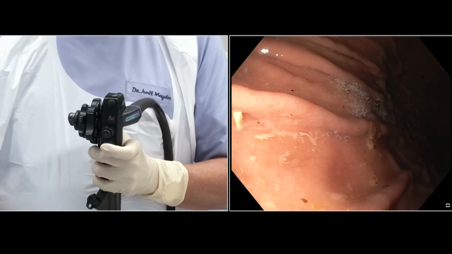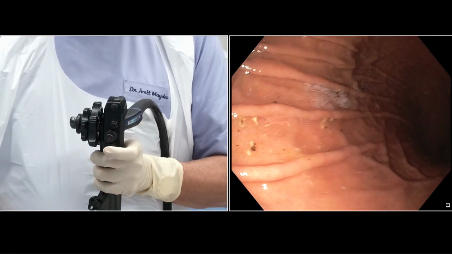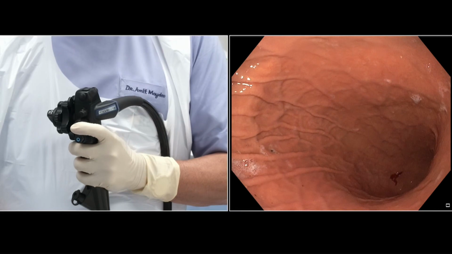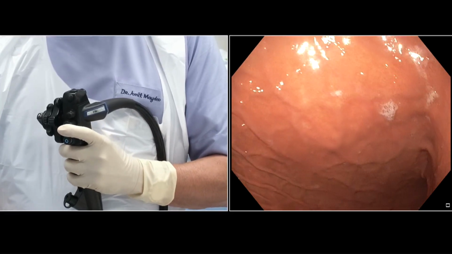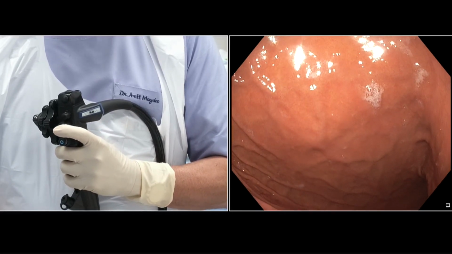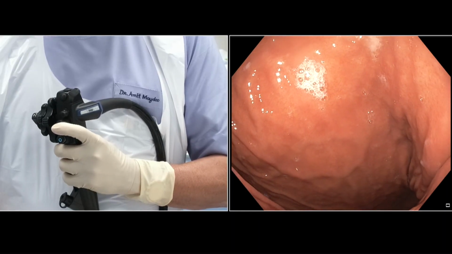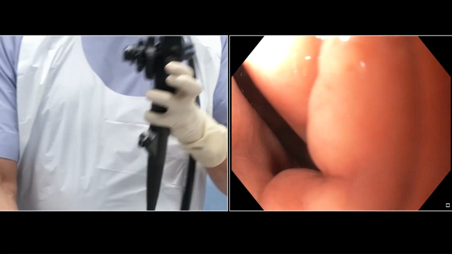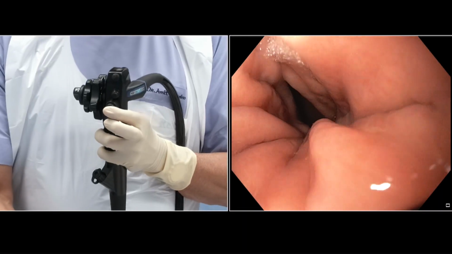You can see a few small hyperplastic polyps here inside the stomach which do not deserve any biopsy. And once more, coming back, we keep on sucking the air so that the patient becomes comfortable at the end of the procedure. The patient does not have a bloated tummy, and suck the air completely from the stomach by pressing the upper knob with your index finger.